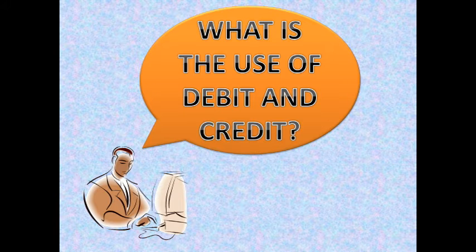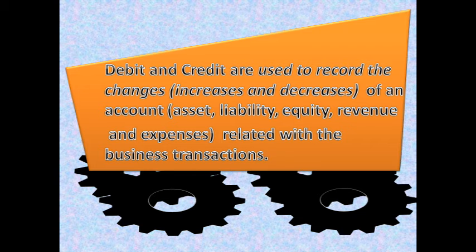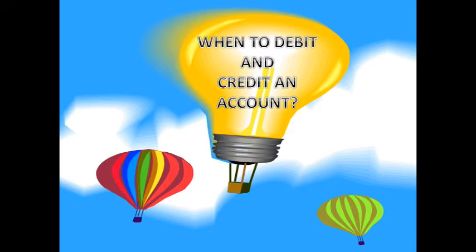What is the use of debit and credit? Debit and credit are used to record the changes, increases and decreases, of an account like asset, liability, equity, revenue, and expenses, related with the business transactions. When to debit and credit an account?